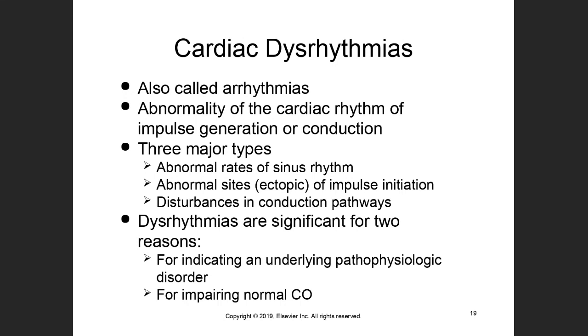Now we have cardiac dysrhythmia. Another name is arrhythmia. Normally, when you go to the hospital, you always hear about arrhythmia. Okay, that's abnormality of the cardiac rhythms. We have 3 major types. We have a normal rate of sinus rhythm. Sinus rhythm is the normal rhythm of the heart. A normal side, that is ectopic impulse initiation and disturbance in conduction pathway. The arrhythmia is significant for 2 reasons: for indicating an underlying pathophysiology disorder, or for impairing normal cardiac output.